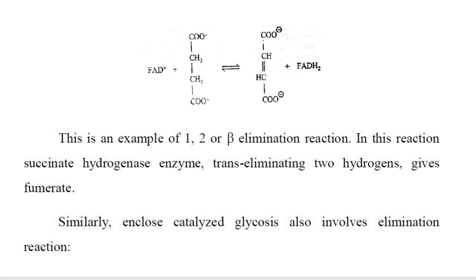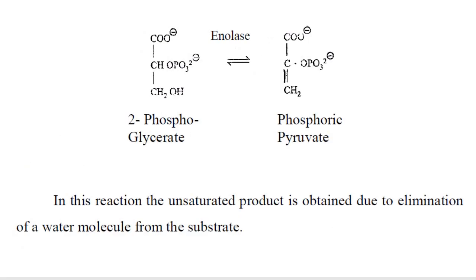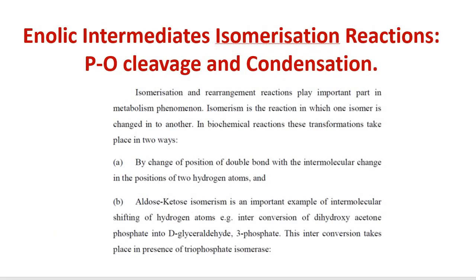Similarly, enolase-catalyzed glycolysis also involves elimination reactions. So my friends, you can see 2-phosphoglycerate, enolase, phosphoenolpyruvate. In this reaction, the unsaturated product is obtained due to elimination of a water molecule from the substrate. Now I will talk about enolic intermediates, isomerization reactions, PO cleavage and condensations.